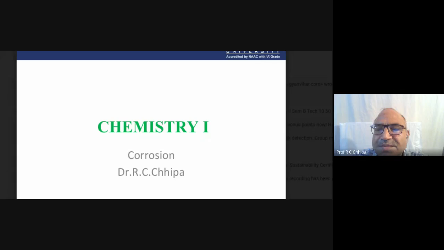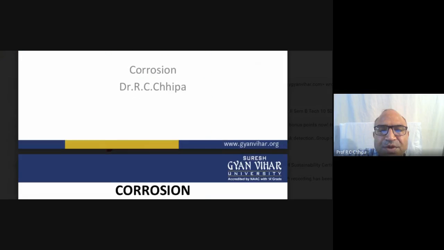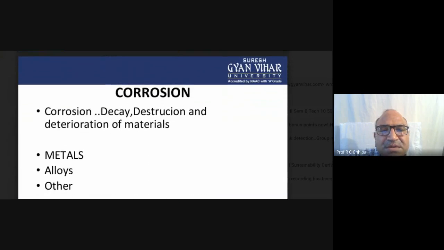So corrosion is a mechanism. Corrosion is a process in which the metals and alloys undergo the process of decay. So here today, the decay, destruction, and deterioration of material. We have to come towards the different metals and alloys and other materials.